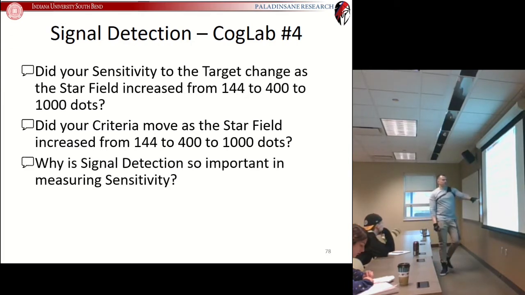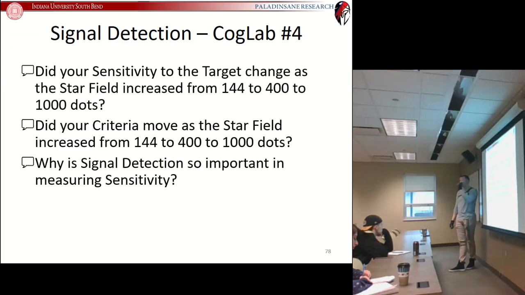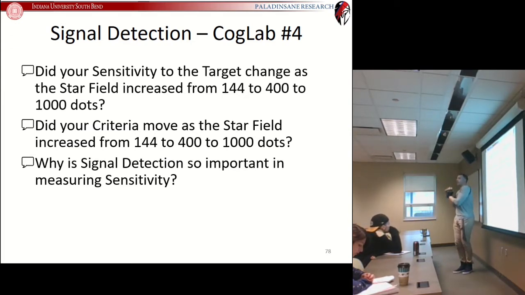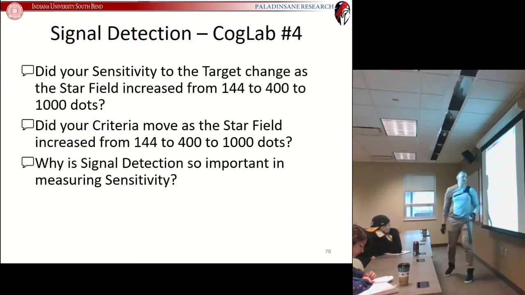All right, so that's one of the reasons why signal detection is so important to measuring sensitivity, because it doesn't matter what your criterion is. So it doesn't matter if you're being very cautious. It doesn't matter if you're being very adventurous. It doesn't matter if you're erring on the side of saying no, nothing is there, or if you're erring on the side of saying yes, something is there. Your sensitivity measure will not move, and that's one of the big powers of signal detection.